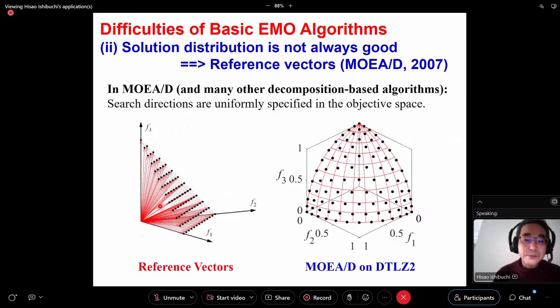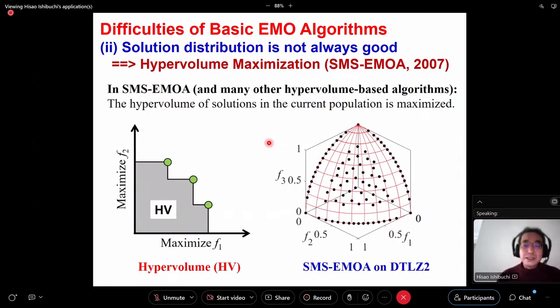Another idea is the use of some indicator. Usually we use hypervolume. Hypervolume is the volume of the region dominated by the solution set. In this figure, we have three green points. We assume that the population size is three. Then, by maximizing the hypervolume, we can improve the convergence towards the Pareto front. Also, we can increase the diversity of the solution set. So now, multi-objective optimization can be viewed as hypervolume maximization.